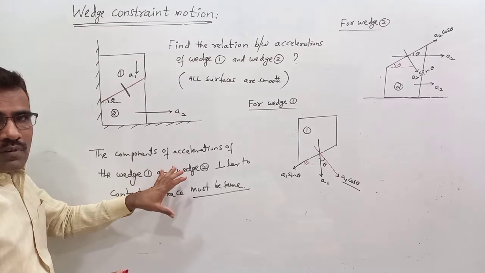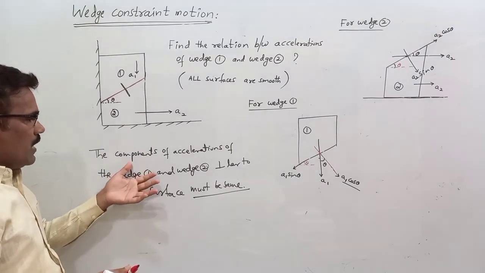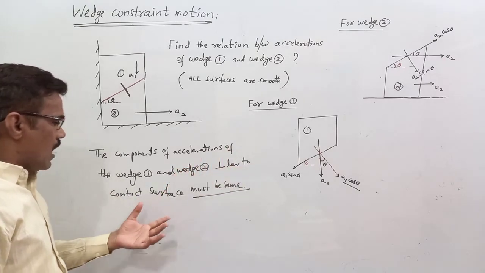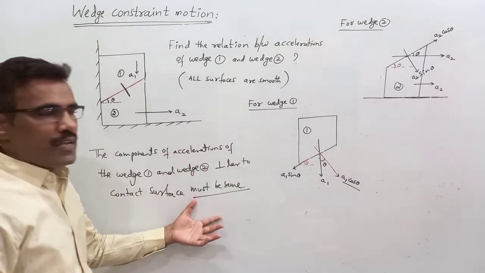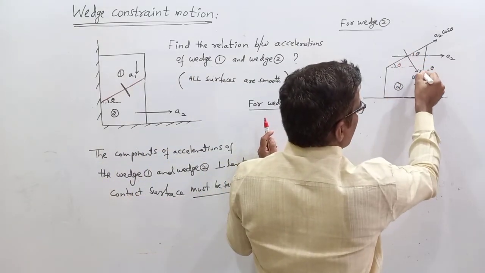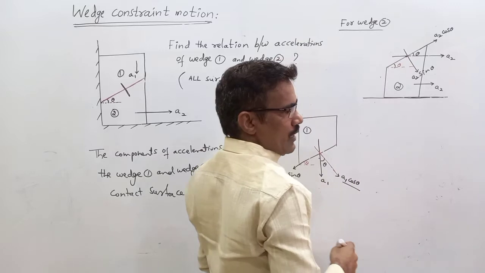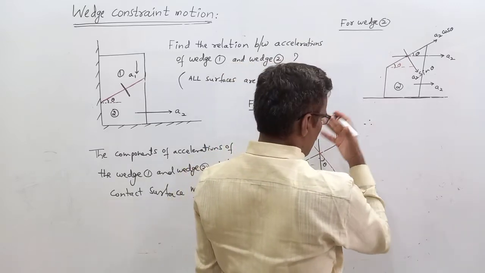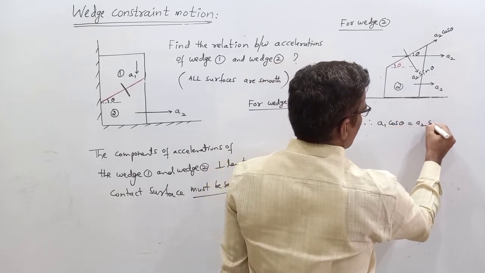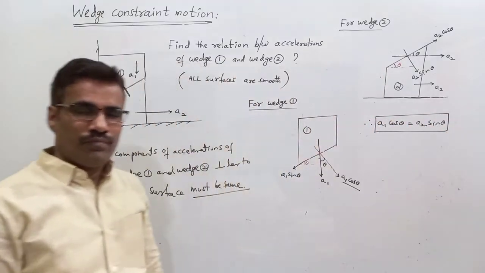So according to the wedge constraint motion condition, the components of accelerations of wedge 1 and wedge 2 perpendicular to the contact surface must be the same. That means there is no detachment; they are attached perpendicular to the contact surface. Therefore A1 cos theta must be equal to A2 sin theta. This is the relation between A1, A2 and theta.